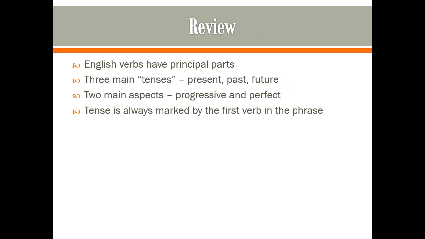All right. Let's review this. English verbs have principal parts, 5 of them. 3 main tenses, the present, past, and future. 2 main aspects, the progressive and the perfect. And tense is always marked by the first verb in the phrase.